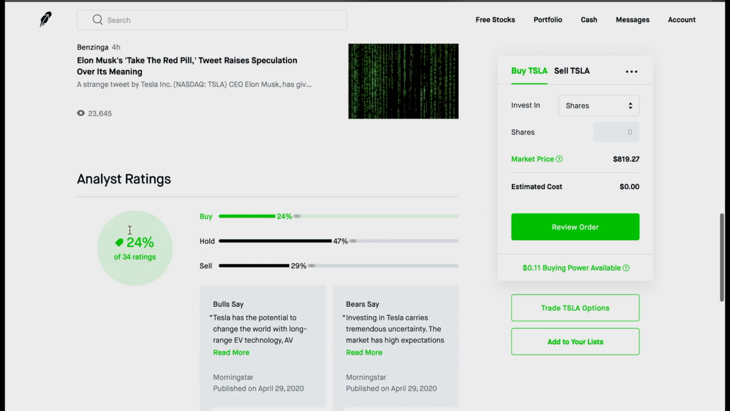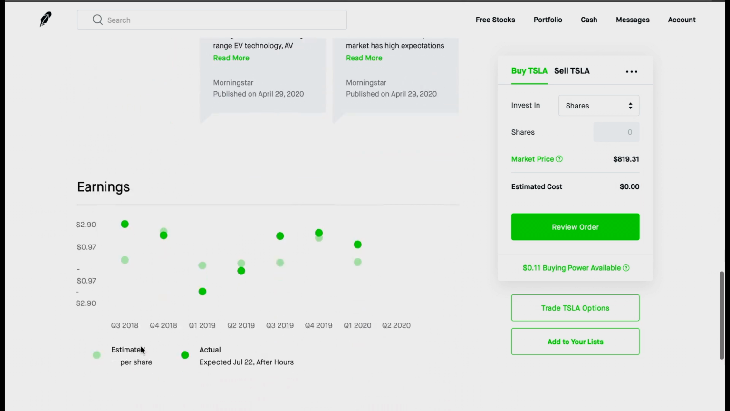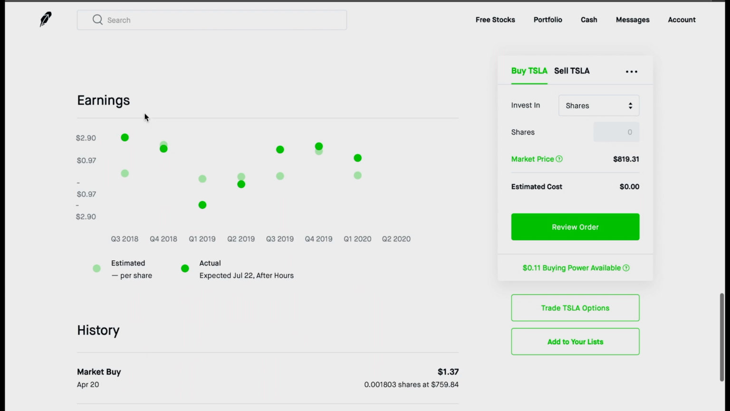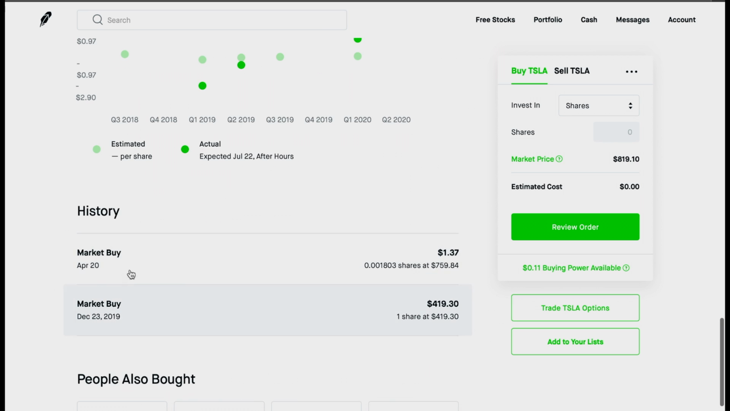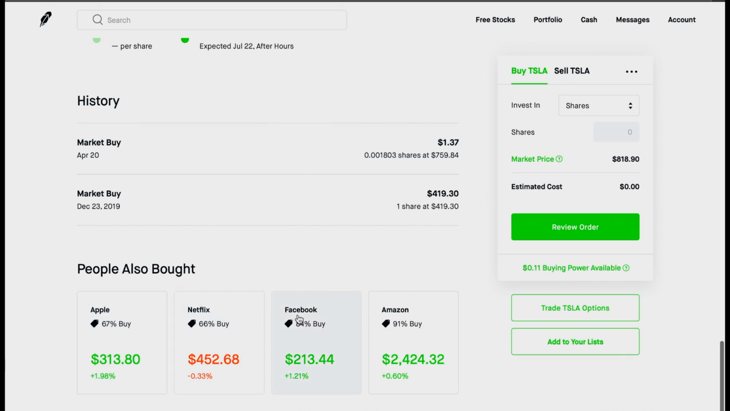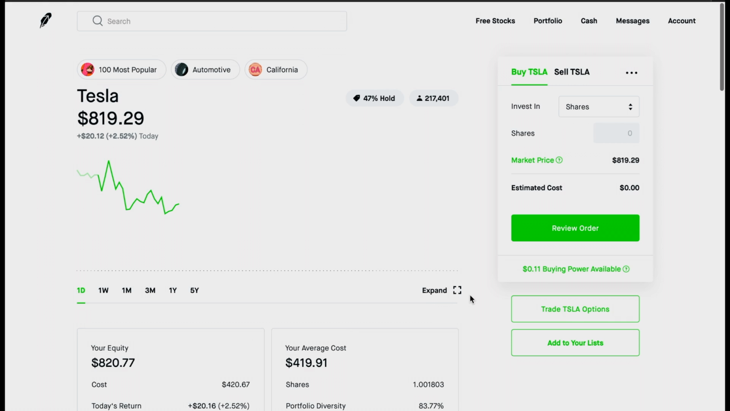Then you go down further, it'll give you analyst ratings, so you can see what percent buy, hold, or sell. Then it gives you a little snippet from a bull perspective or bear perspective. Then it gives you a little bit of financial information to look at, like your earnings per share. And then it'll give you your history. So I bought my initial 1 share on December 23rd for $419, and then a fractional share with $1.37 that I had left in my account. Then down further, you can see what people also bought, and then it has some other popular stock options.